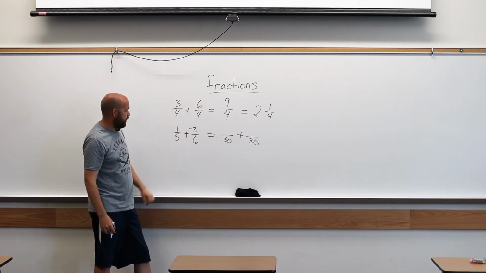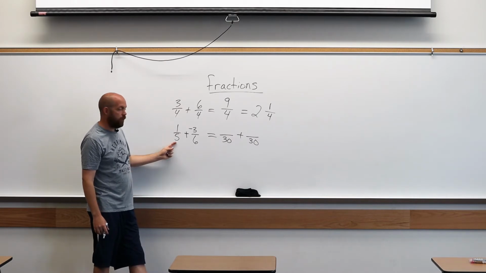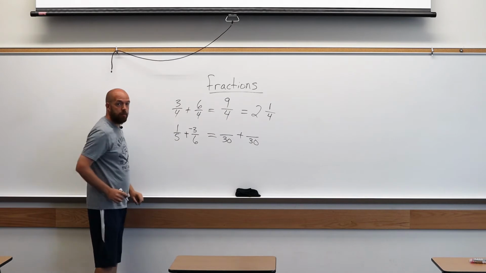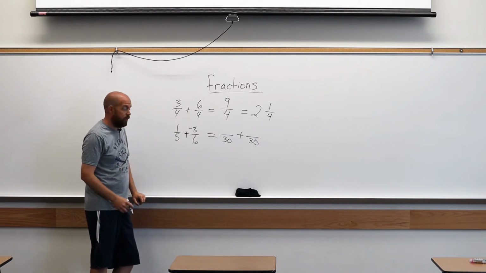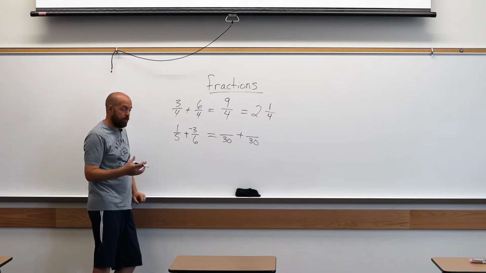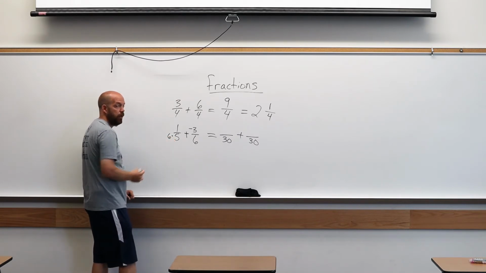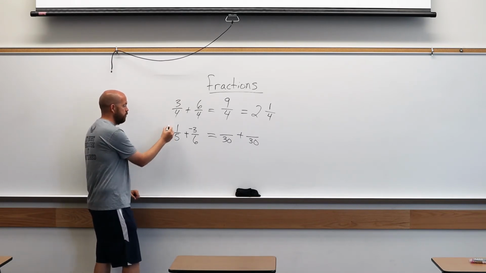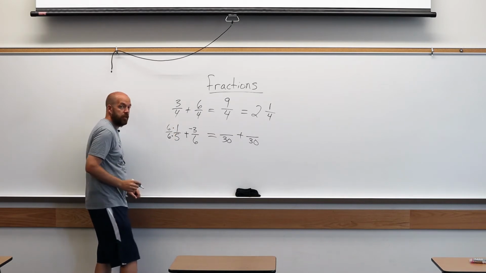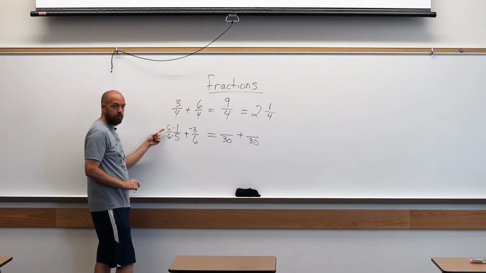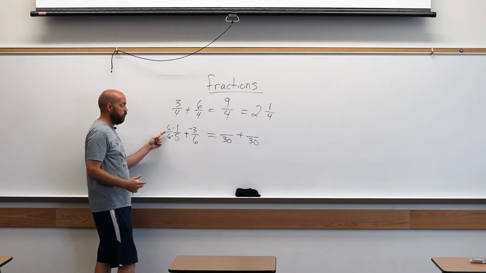So I'm looking at this 1/5. I want the denominator to be a 30. If I multiply the bottom by a 6, that would make it 30. But it needs to be mathematically legal. So if I multiply the denominator by a 6, the only way I can do this legally is to also multiply the numerator, or the top, by a 6. That way, I'm multiplying by 1. 6 divided by 6 is 1. So I'm really multiplying this fraction by a 1. It just changes how it looks.